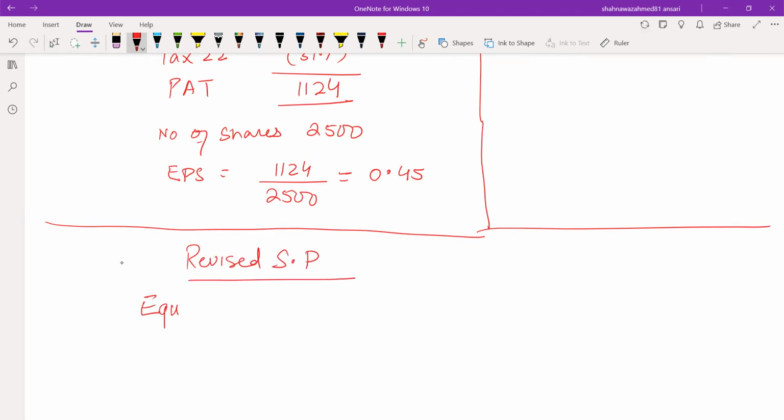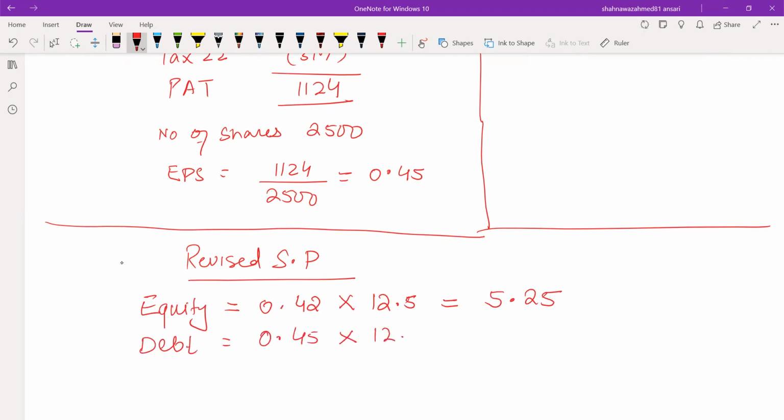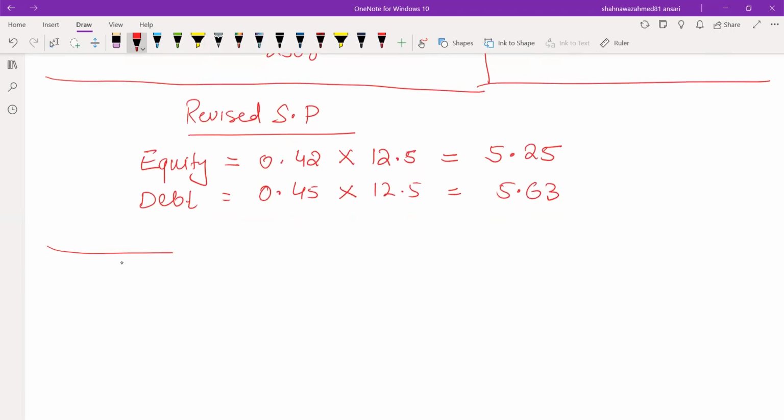In case of equity financing, we have 0.42 multiplied by P/E ratio, which is given 12.5 times. So share price is revised 5.25. In case of debt financing, the EPS is 0.45. P/E ratio is same, assumed to be constant, 5.63. So revised share price is 5.63 and 5.25.